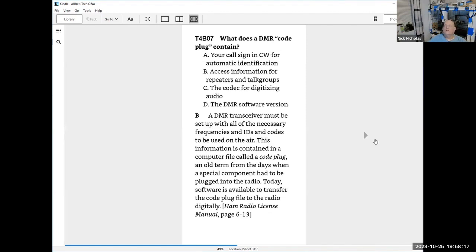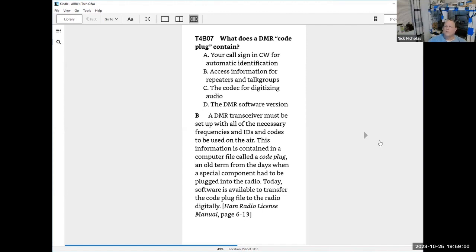Anyways, what does a DMR code plug contain? A DMR code plug is the information for the communications in a DMR radio system, a type of digital radio. It's a carryover from the commercial digital mobile radio code, and it requires what they call plugs, which are basically programmed information. And it allows it to access information that the repeater needs, and it defines what they call talk groups.